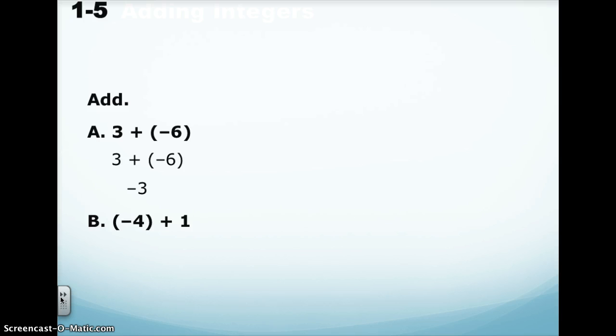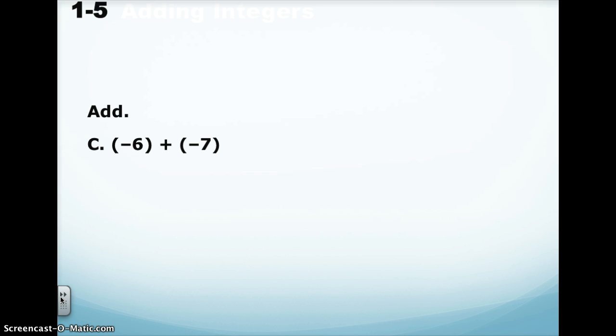Letter B, negative 4 plus 1. They're different signs, and the 4 is the larger number, so we would take the negative sign, and then we subtract 4 minus 1 and get negative 3 there as well. Two negatives means we should be adding them together like normal and get 13, but because they're both negative, it'll be negative 13.